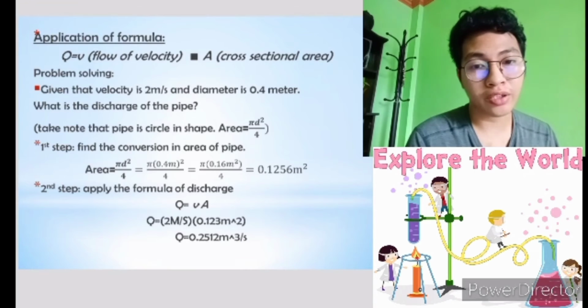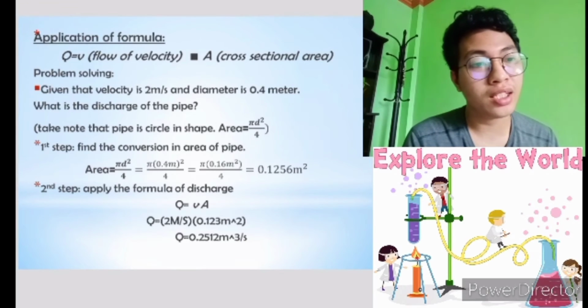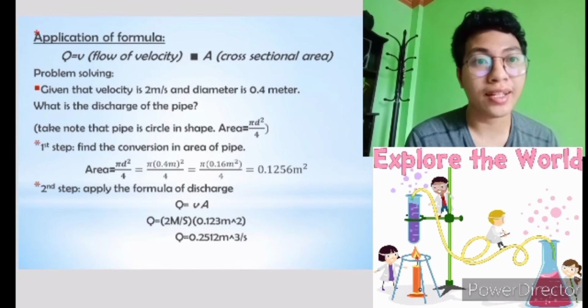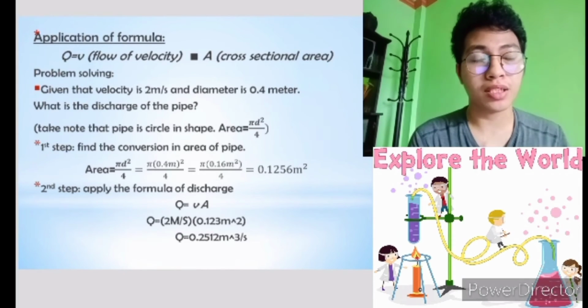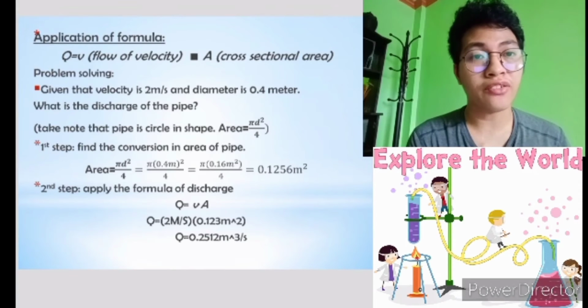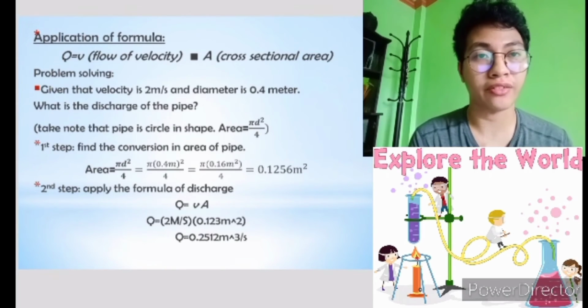So as we observe in the question, hindi given ang area, so definitely hahanapin natin muna yung area ng pipe. Since pipe is a 3-dimensional structure na circle, so definitely ang formula na gagamitin natin is the formula of the circle, which is the area equals pi d squared divided by 4.